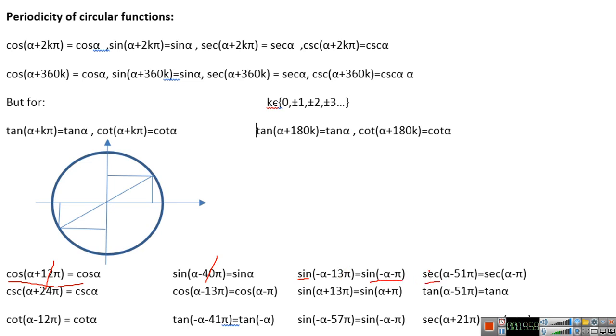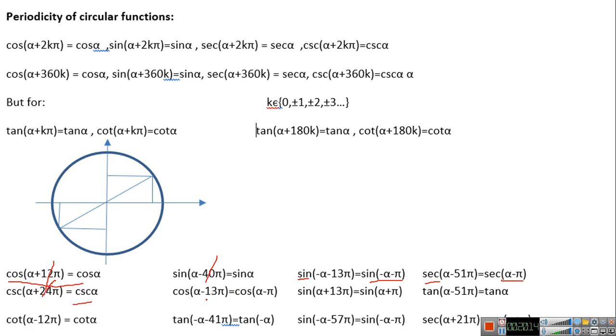Here secant is like cosine. I can take the even, so I have minus 51 pi, so I take out 50, what remains? Minus pi. Here even, and cosecant is like sine, you can take the 24, it remains cosecant alpha.